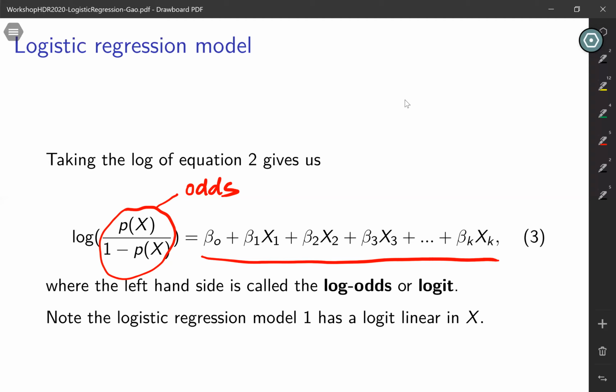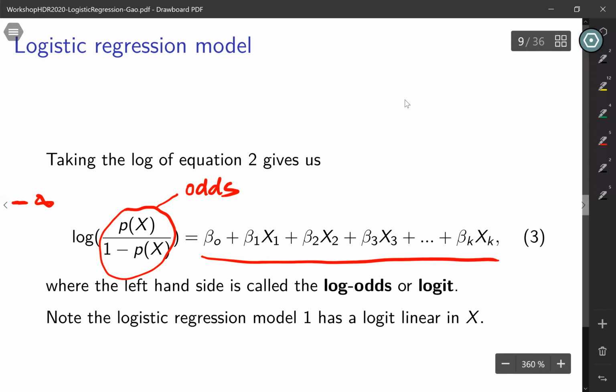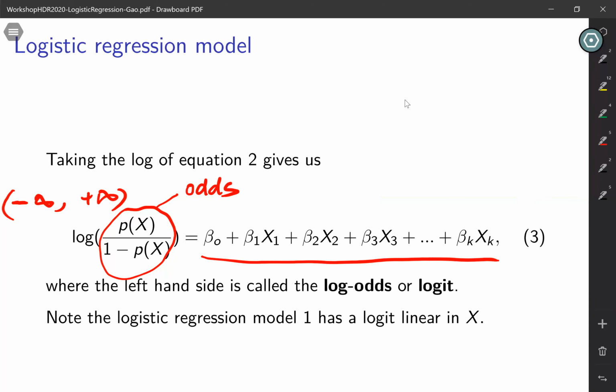Now we don't have to worry about the range of this function anymore, because this thing is between negative infinity and positive infinity, right? So we are happy about that. So when we do prediction, this is a linear combination on the right side. This is what we want, right? We are quite familiar with this linear combination, and the left side is just a function of the logarithm of odds. And again, we don't have to worry about the range, because now we can take any real number, right? Okay.